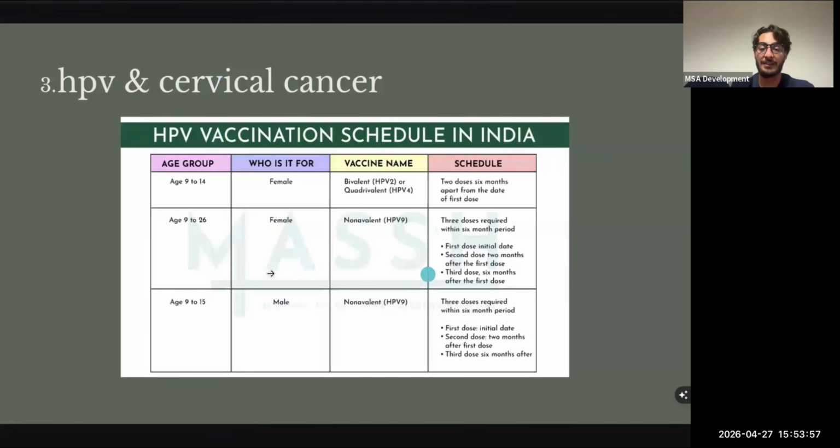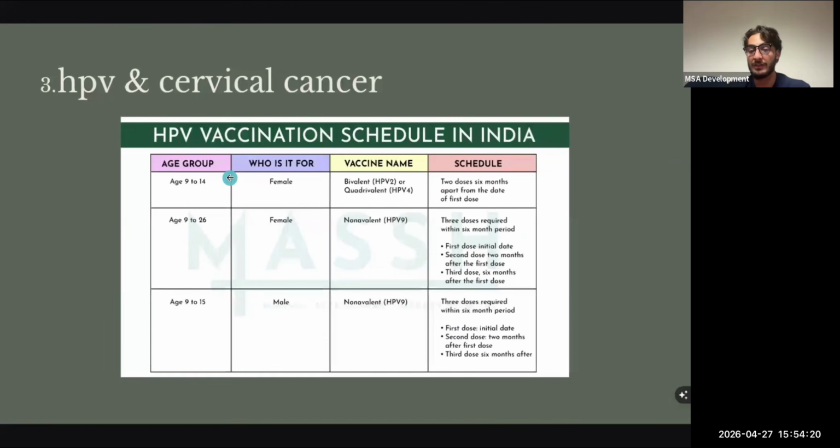Okay, and this is the vaccination schedule. There's a couple different kinds of the vaccines. Most of them would be either 2 or 3 doses. So this one here, for example, is 2 doses, 6 months apart from the first date, and it's age group 9 to 14. It's for females. All right. Again, you could do 3 doses that are within 6 months and everything like that.